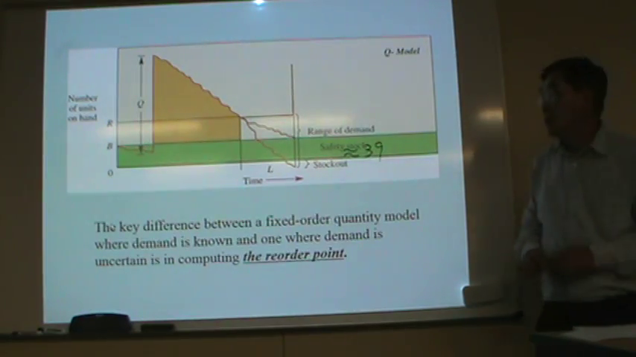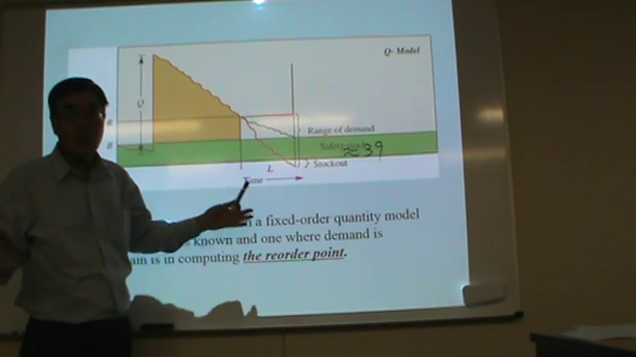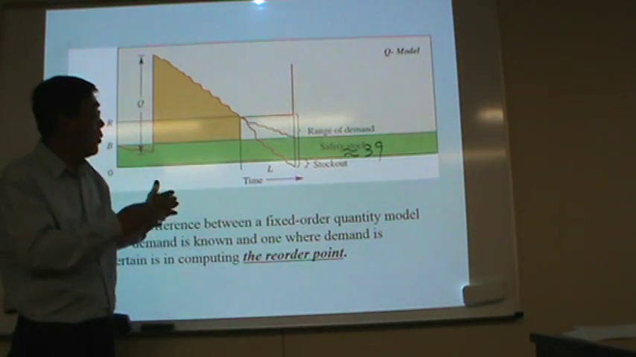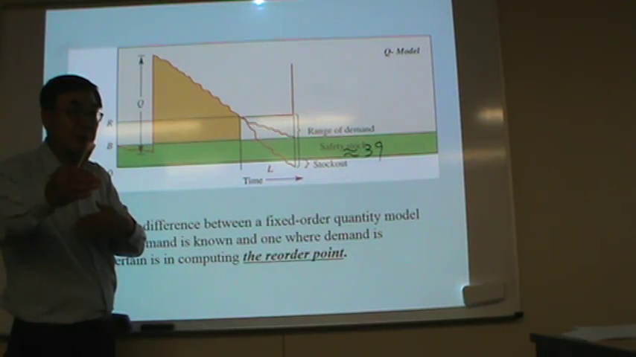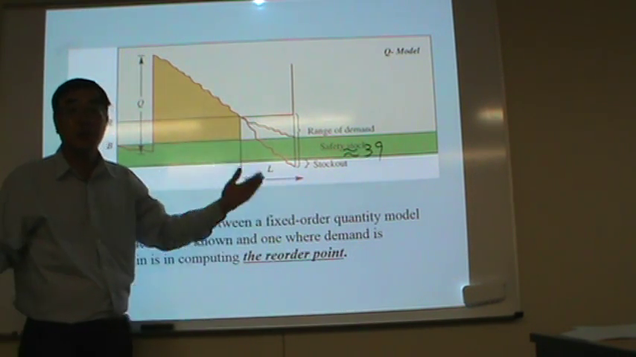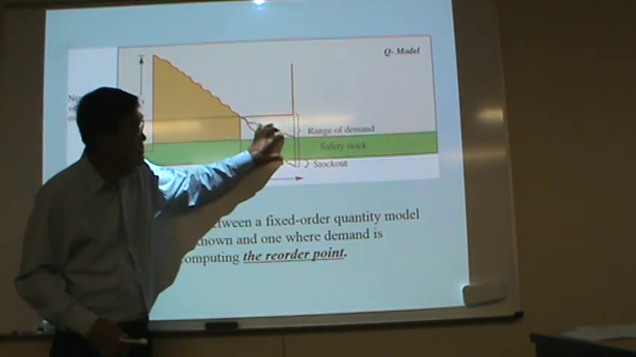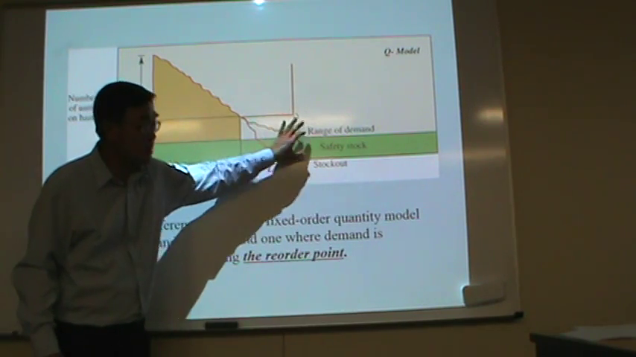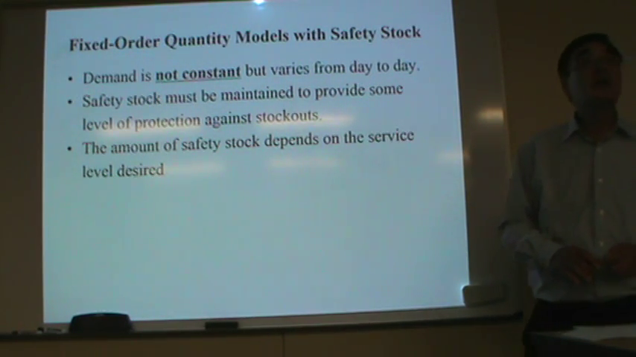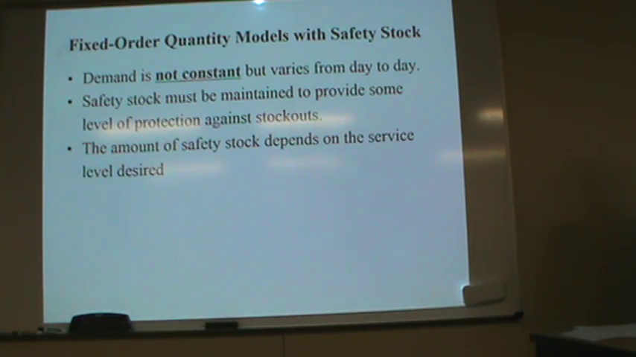So, if demand is slow, then it's okay. When we place an order and then receive it, there is stock left. But if demand is more, then when we receive the order we are out of stock, and that is a problem, an opportunity cost, right? So we need some safety stock in the real world. We call this the fixed order quantity model with safety stock, or just the safety stock model, because demand is not constant.